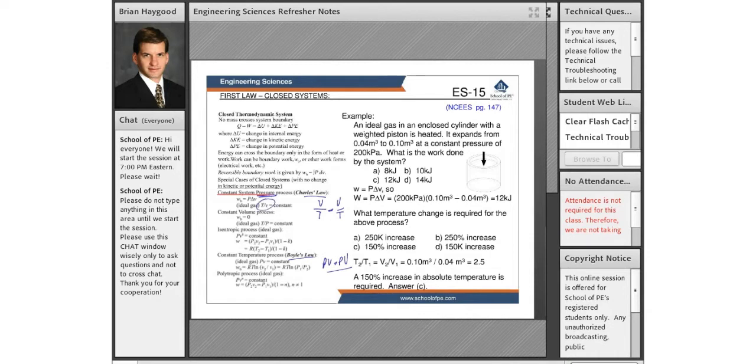law. So you can see it here. T over V is constant. That's Charles's law. And PV equals constant. That's Boyle's law.